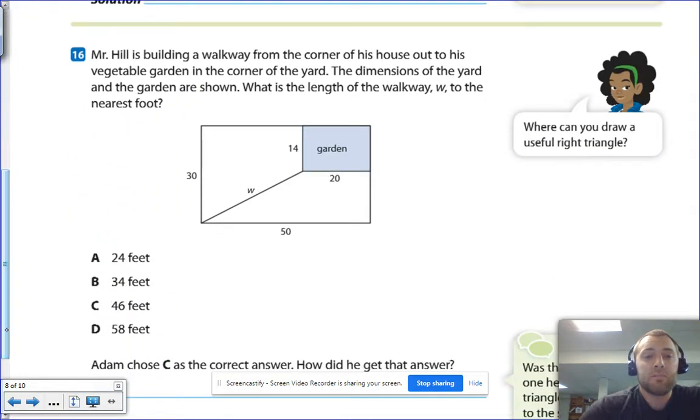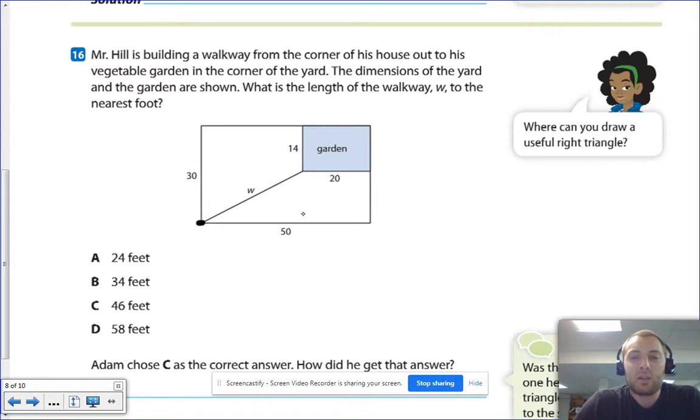Let's try another one. Number 16, Mr. Hill is building a walkway from the corner of his house out to his vegetable garden in the corner of the yard. The dimensions of the yard and the garden are shown. So this must be the corner of the house right here. What is the length of the walkway to get to the garden? So we're trying to find W.